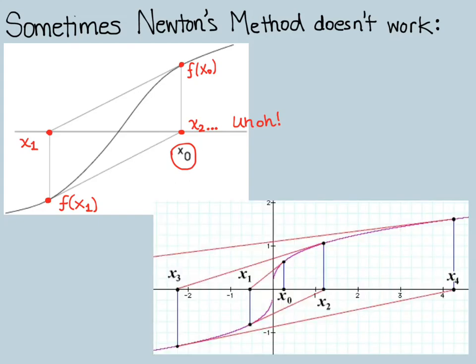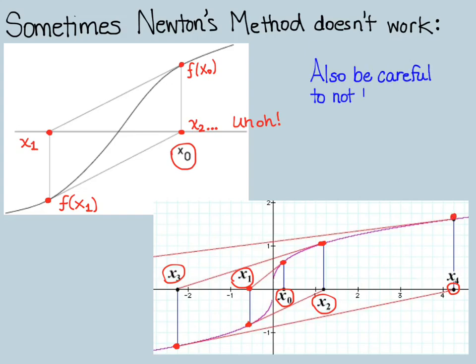We can see another instance of this. Again, this is an S-shaped curve. If I choose my initial guess, x sub 0, and trace it up till I hit the curve, then trace it down until I hit the x-axis, I get my new guess, x1. I repeat the process to get my new guess, x2, repeat the process to get x3, and repeat the process to get x4. And notice that what's happening is we're getting further and further away from the initial root.